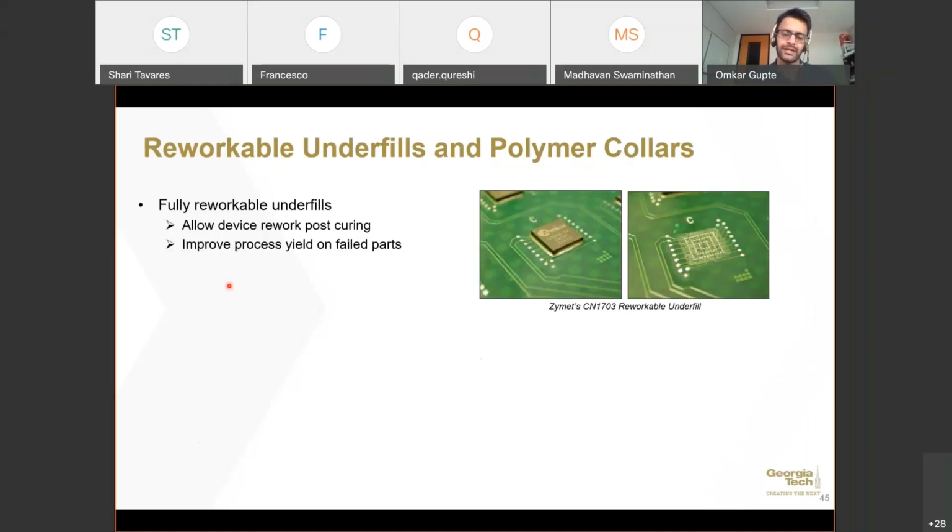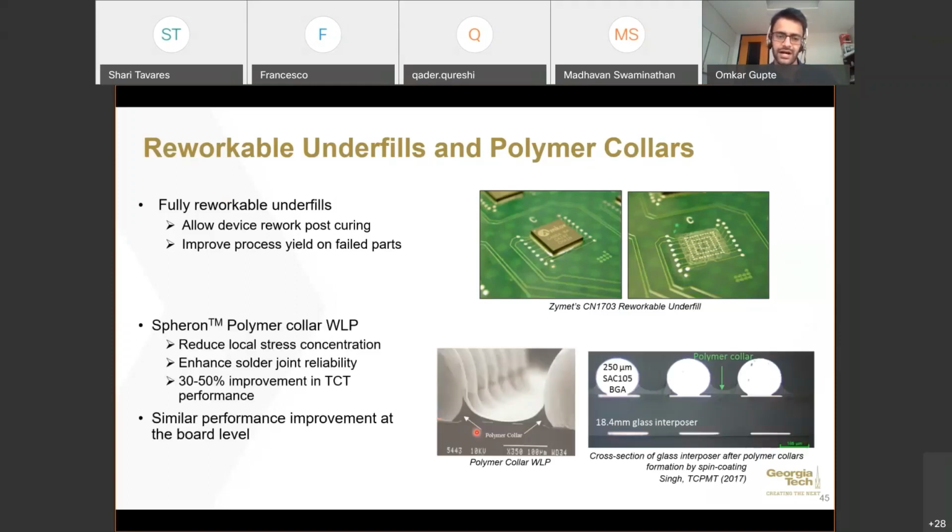Reworkable underfills are materials which allow for device rework after curing. They are like underfills, but if the device needs to be reworked, they can be removed and then the rework is possible. This is one of the solutions used for mitigating strains, since underfill will help in mitigating and distributing the strains.